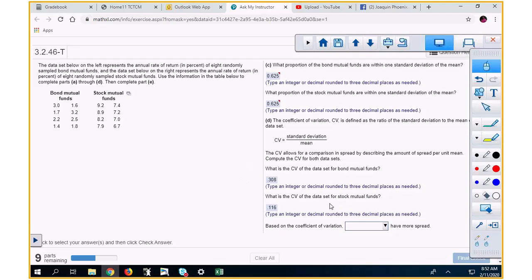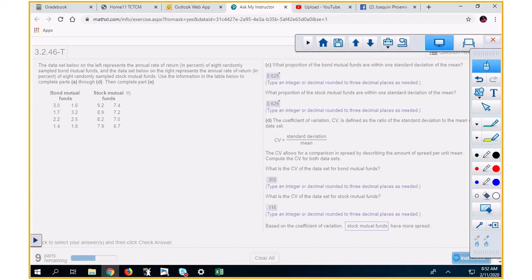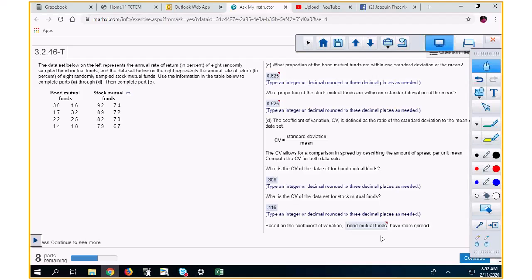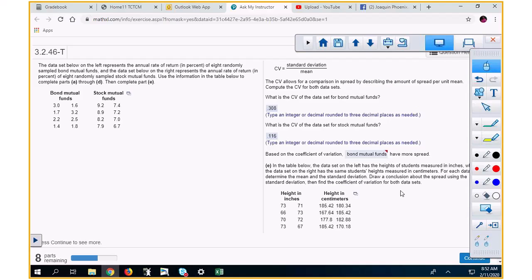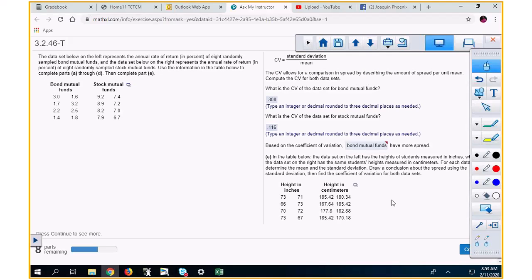Oh my Lord. Based on the coefficient of variation, which one's the first group? Bond mutual, so the stock mutual, it does have a little bit more spread. No, it's the first one. Whatever. Now what do they want to do? What is this? A second problem. Oh, they give you a second problem in a problem. Yep. That's a bunch of bull crap.